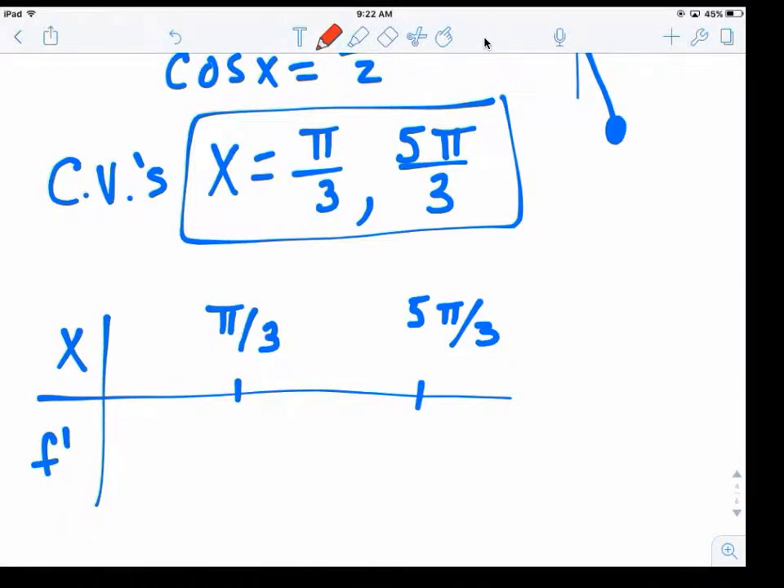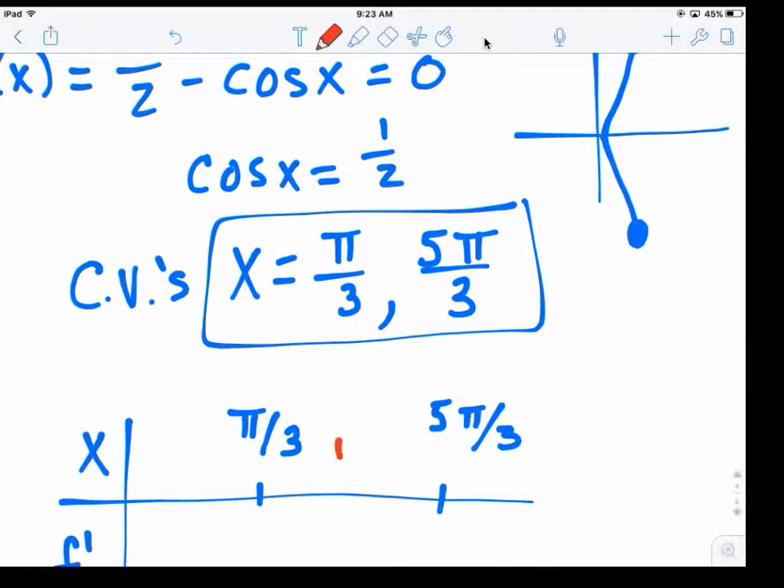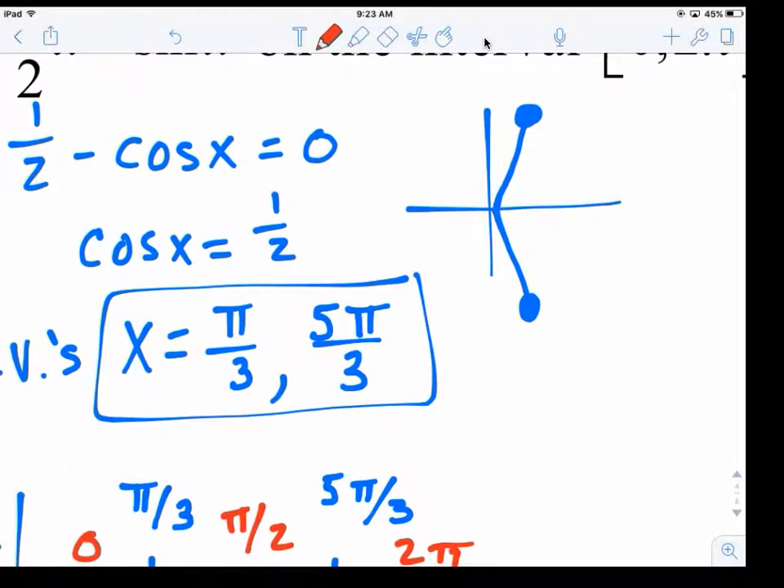All right, so what's an easy value we can test to the left of pi over 3? Pi over 2 would be to the right, but we can do that in the middle. That's fine. To the left of pi over 3, what could we use? Even easier, 0. So again, 0 is here, and then if you go around, that's 2 pi.